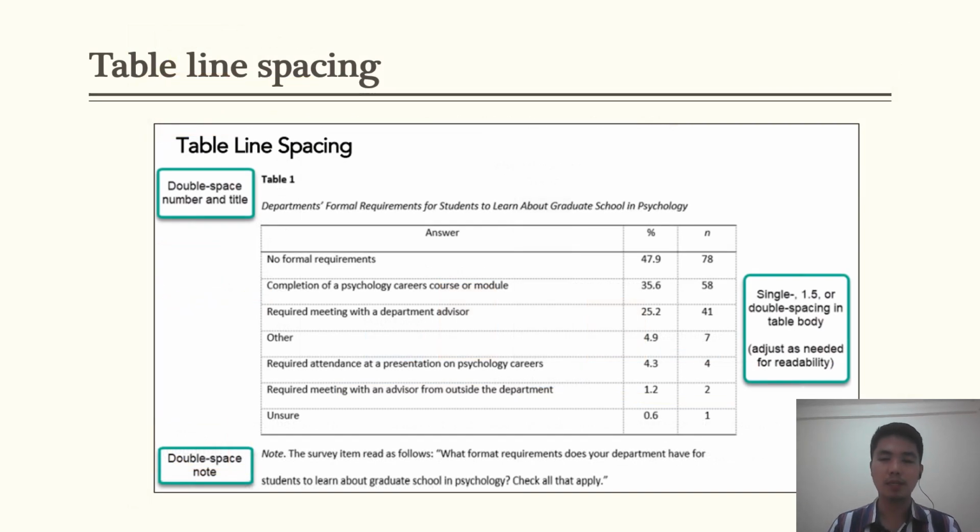For table line spacing, we should observe the following. What are our basic rules? Again, double space the number and the title. Aside from the number and the title, the body of the table should have spacing of at least 1.5 or double space. Or we could also adjust the spacing depending on the readability of the text in our table. For the note, it should also be double spaced.